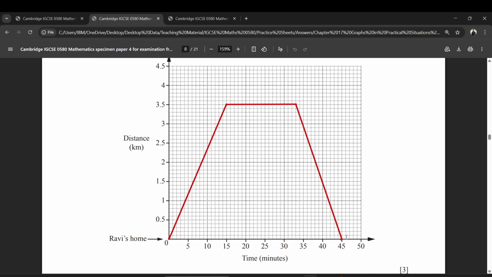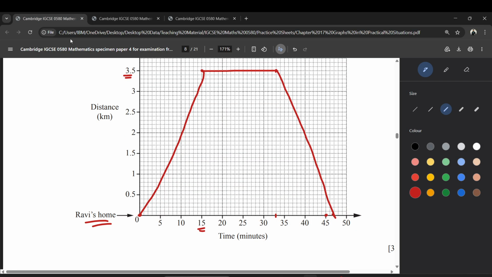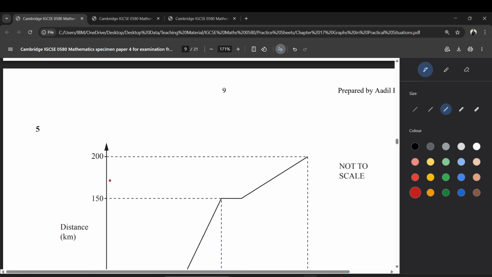There are three marks, one for each correct shape, and make sure that you draw this with a pencil which is sharp. Okay, do not use a pencil that has a thicker tip. So make sure that you use a sharp pencil to draw your graphs. Okay, all right. So let's move to question number 5.